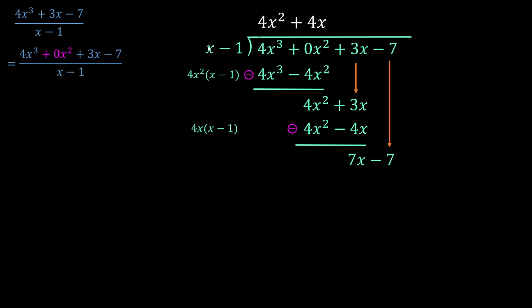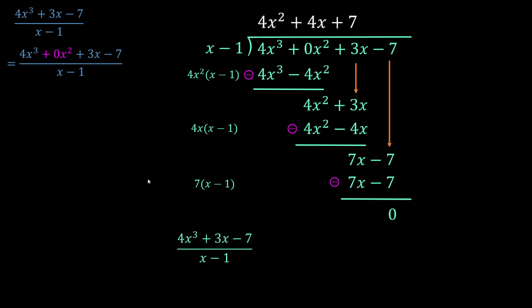What do I need to multiply my x by to get 7x? I need to multiply it by 7, so I'll write my 7 up here. So 7 times x is 7x. 7 times negative 1 is negative 7. That looks pretty good, and we're going to take them away from each other. So 7x take 7x is 0. 7 take 7 is 0. Great, we've got no remainder, which of course means this x take 1 is a full factor of this expression up here. Cool. All right, so that's our answer.